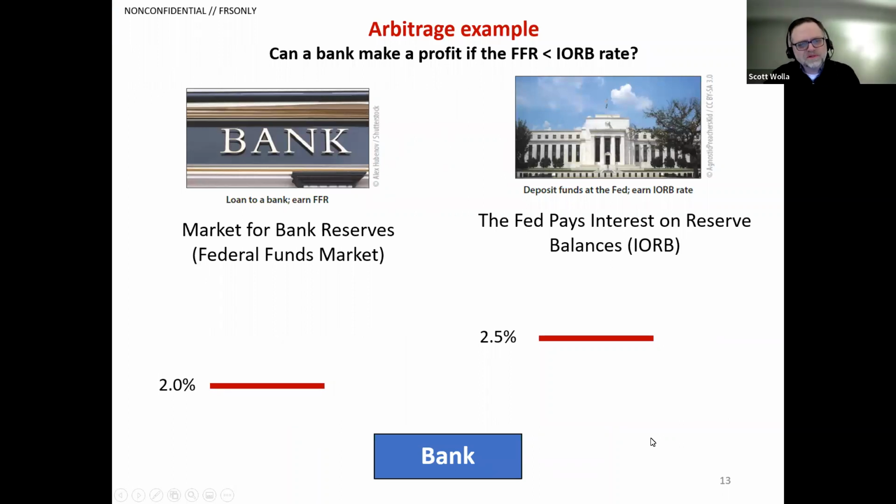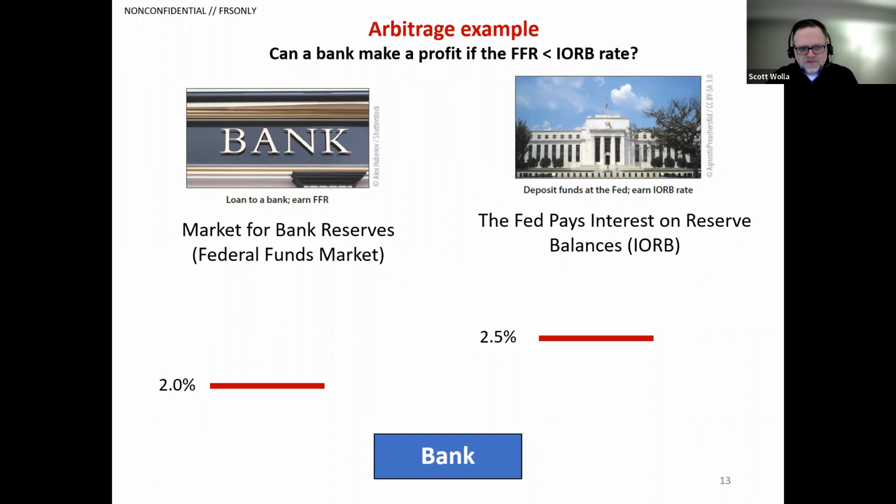Here's our central banking example. Let's say that you're the bank at the bottom, and you have some funds and you're looking for a return on your funds like banks do. Two of the safest and most liquid options are you can lend the money in the federal funds market, or you can deposit the money at the Fed and earn the interest on reserve balances rate. Again, these are both overnight, liquid, safe investments, and they're two viable options for you.